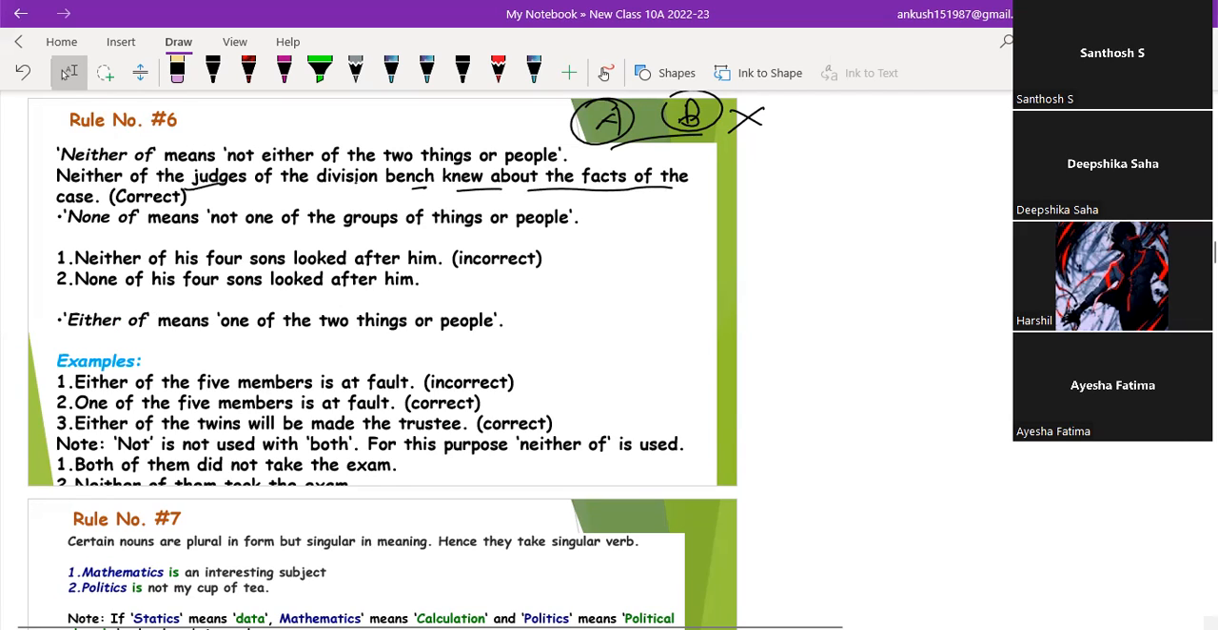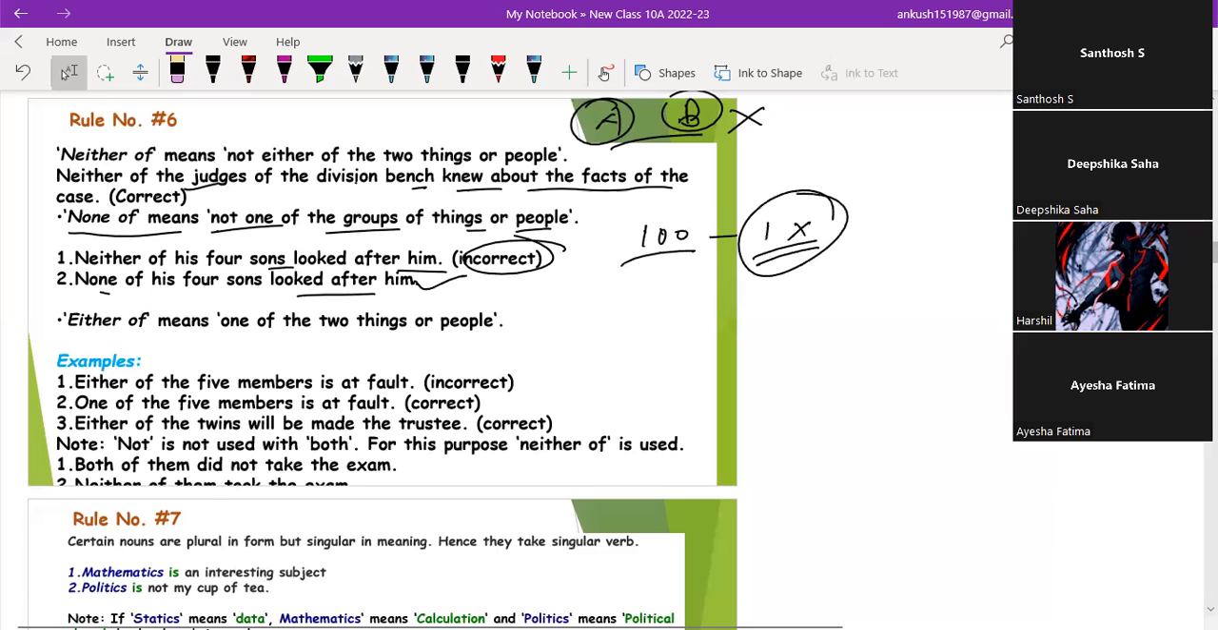It is correct. If you are using none of, it means not one of the groups of things or people, like neither of his 4 sons looked after him. It is incorrect. None of his 4 sons looked after him. It is correct. None of his 4 means among all, none. Let's say there are 100. So not even one. That is none of.